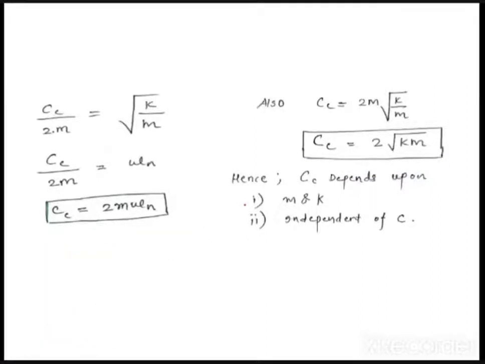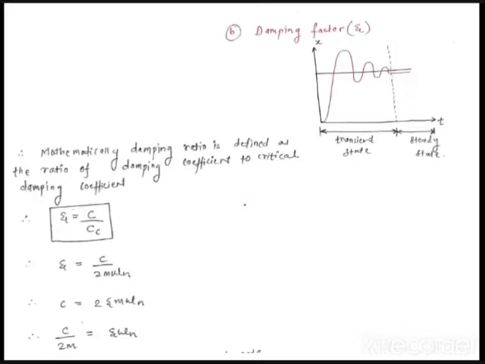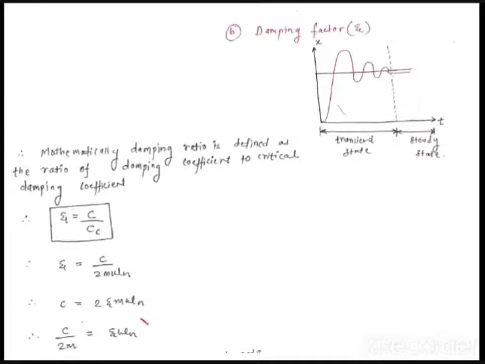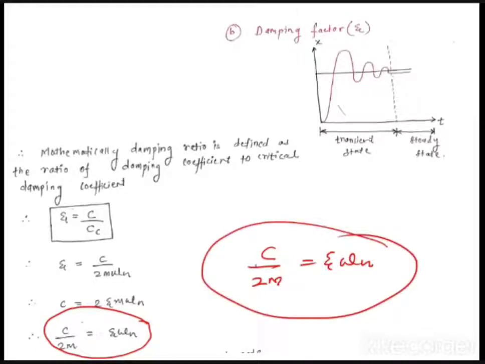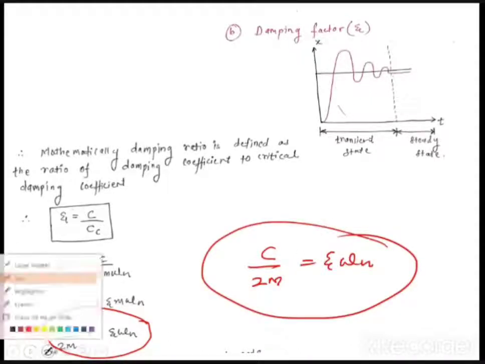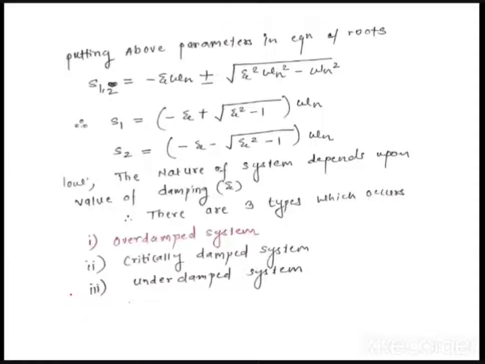Okay, so then guys, yesterday I defined the damping factor. Now what is the damping factor? Zeta. Mathematically it is the ratio of C upon Cc. So from this, what have I got? C by 2m is equal to zeta into omega n. This is a very, very important term because I have to replace it somewhere.